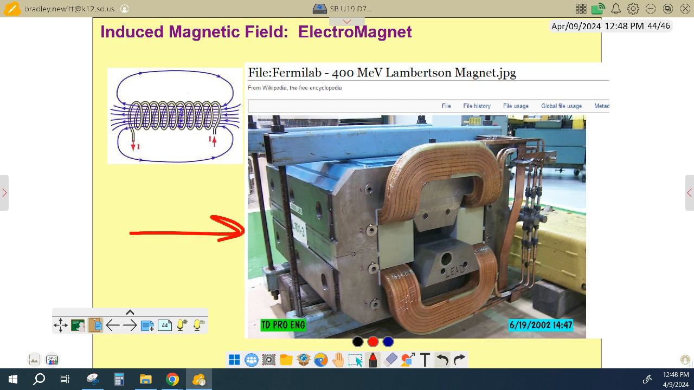This is a picture of a very, very strong electromagnet that was at the particle accelerator at Fermilab, which is just outside of Chicago. One of the places where they did a lot of cutting-edge physics research in the 1970s, 1980s, where they were discovering things like different types of quarks. You may remember us talking about those briefly.